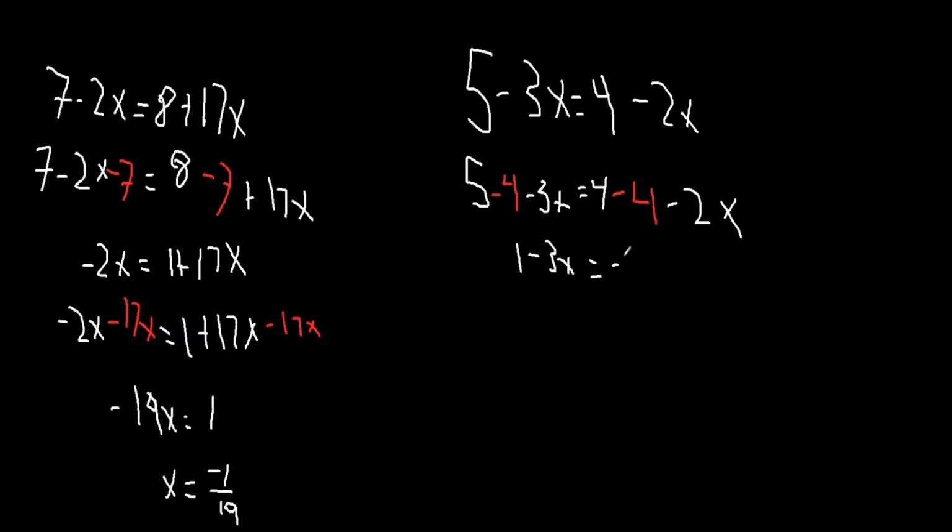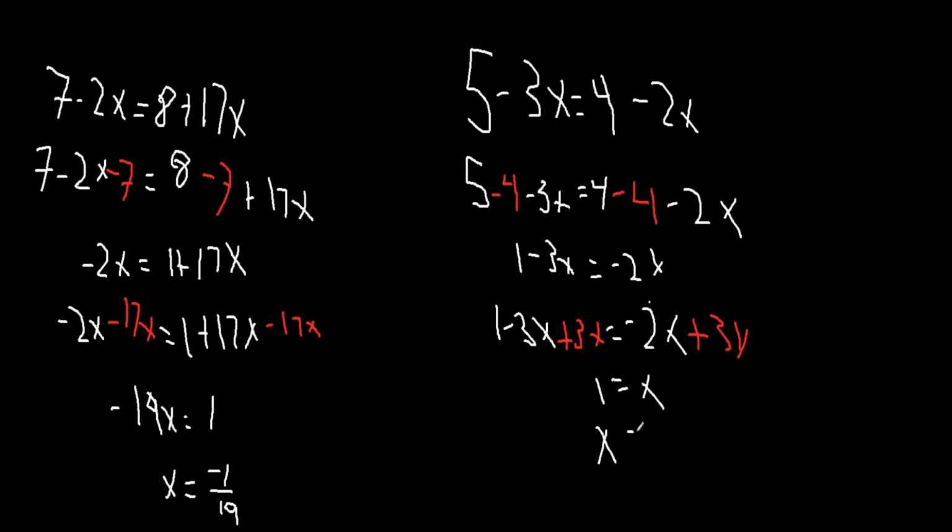equals negative 2x. So now we can move our negative 3x to our right side. So it's 1 minus 3x plus 3x equals negative 2x plus 3x. Of course, negative 2 plus 3 is 1. So 1 equals x. And in the correct form, this would be x equals 1.